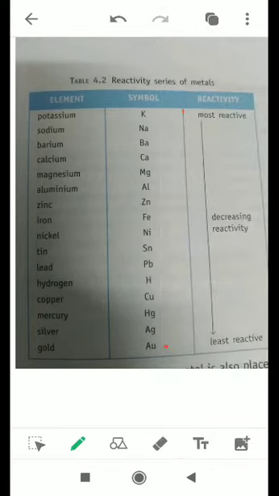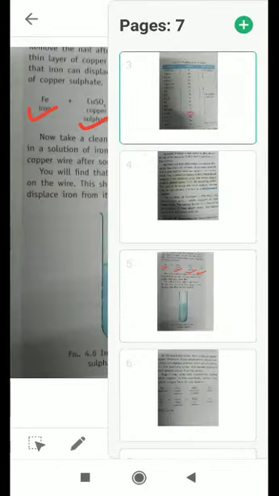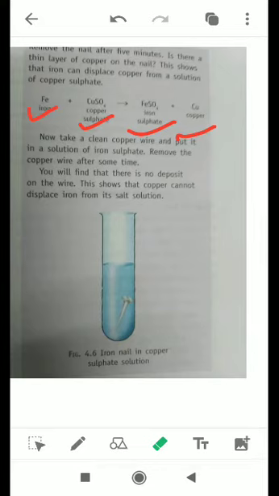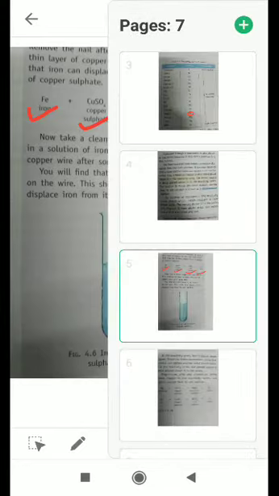Again come to the reactivity series. Where is copper? Copper is here, below hydrogen. And where is iron? Iron is above hydrogen, here. Clear? So iron is more reactive than copper. That is why iron replaces copper from its salt solution and forms its own salt solution, which is greenish in color. Okay, so the blue solution will turn into a pale green solution.